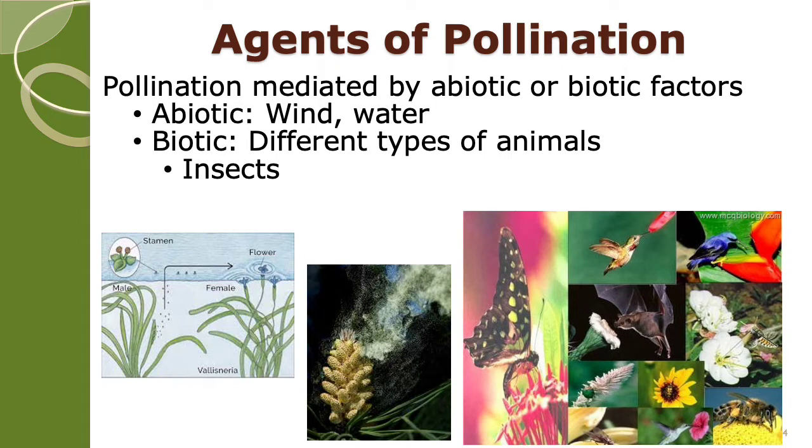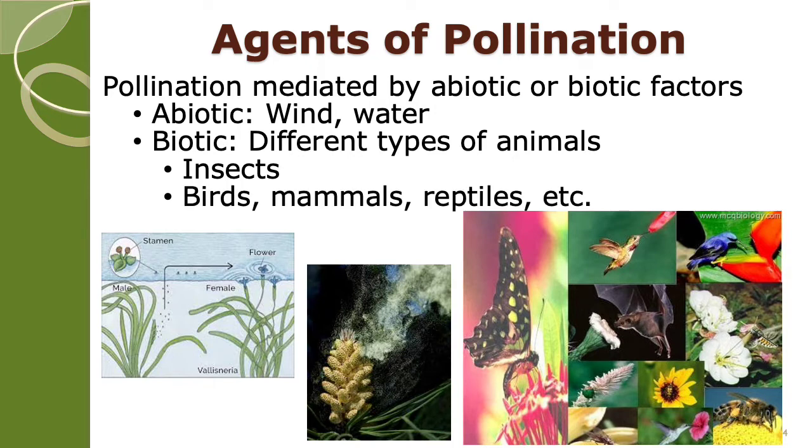Invertebrates are not the only creatures that can help in pollination, but even vertebrates can help in pollination. Pollination can also be mediated by birds like hummingbirds, by mammals like bats, or by reptiles like some sorts of lizards. Thus, there is a wide variety of biotic agents that can mediate pollination, and plants have come up with all kinds of adaptations to attract all these organisms to enable pollination.